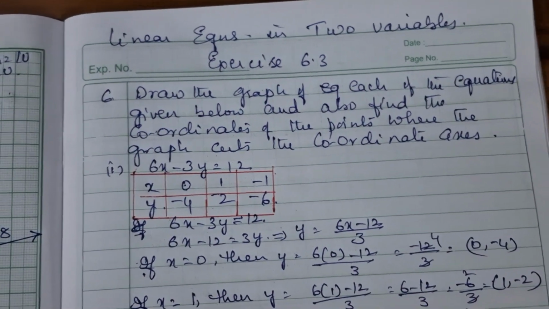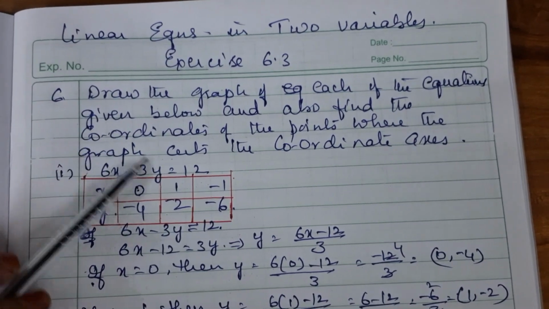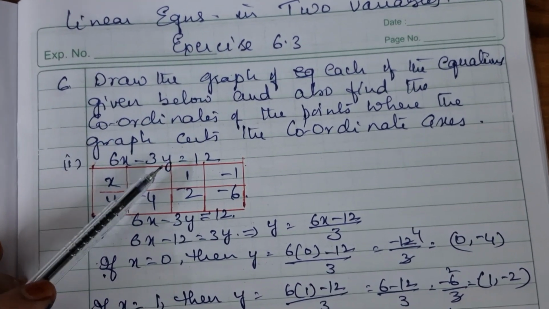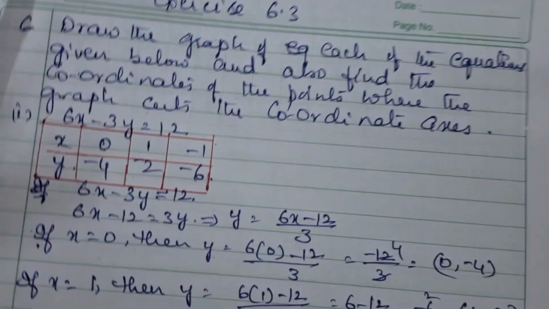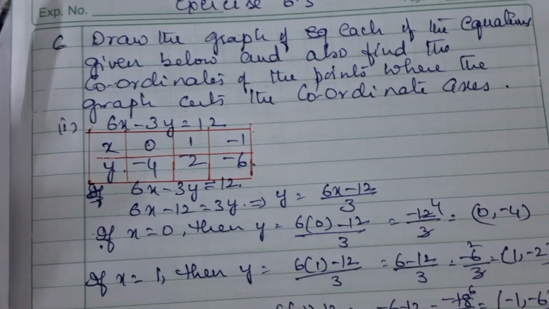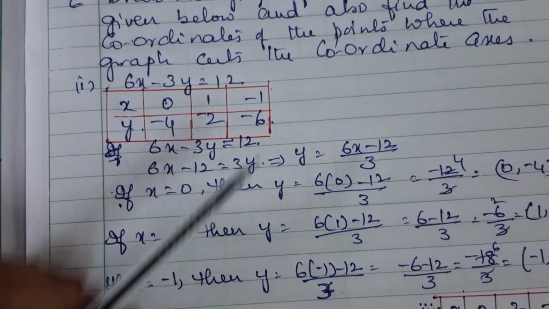Now sixth problem. Draw the graph of each of the equations given below and also find the coordinates of the points where the graph cuts the coordinate axes. Coordinate axes means what, children? X-axis and y-axis. First equation is 6x minus 3y is equal to 12.